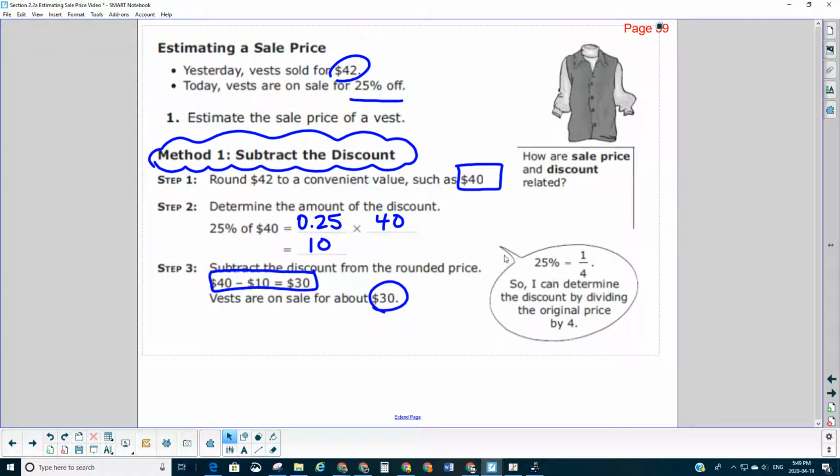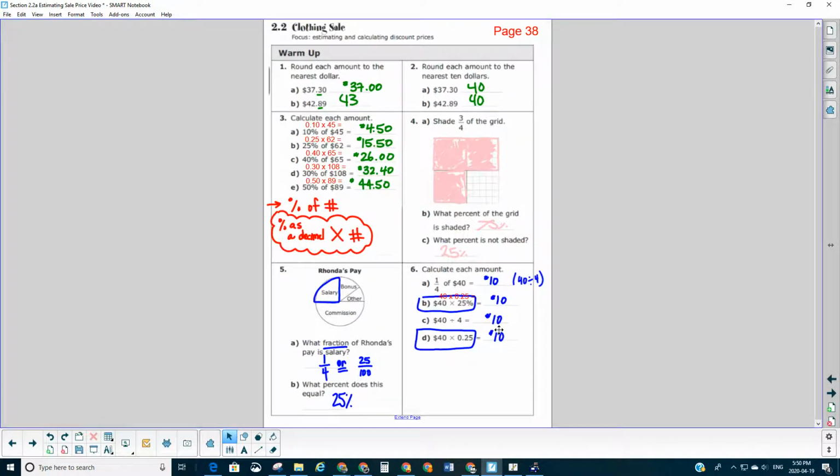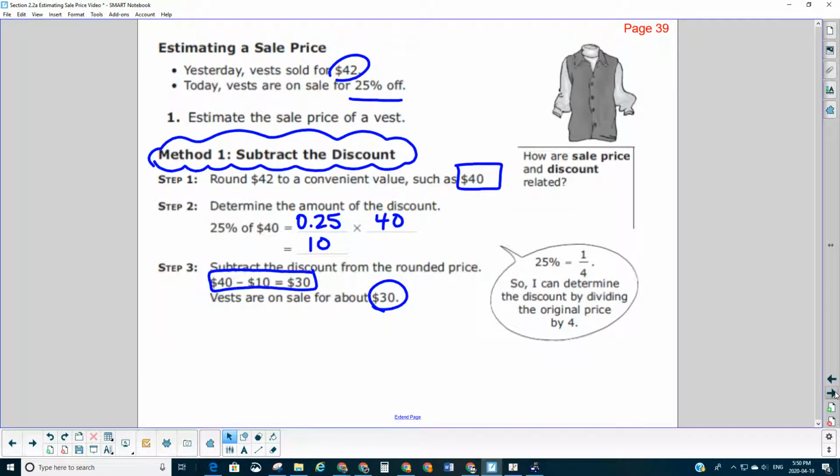Notice this little bubble here says 25% is like a quarter, so you can also get it by dividing by 4, which is just what I was doing in this whole section right there. All right, so we've got this first method where you're going to round to a convenient number, take the percentage, and subtract that from the entire price. Let's practice this. We're not going to go to method 2 yet.